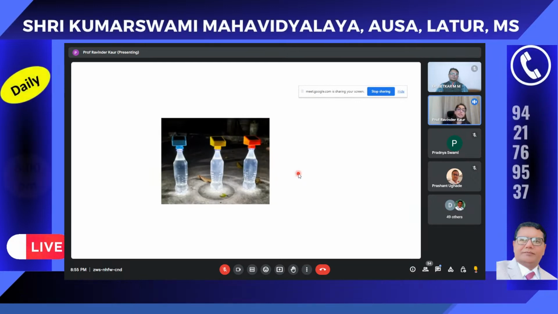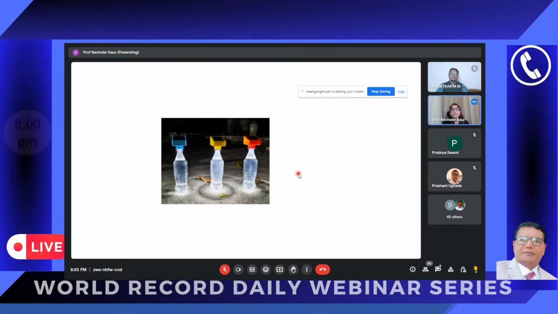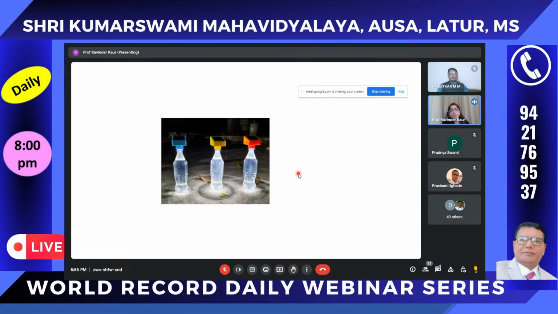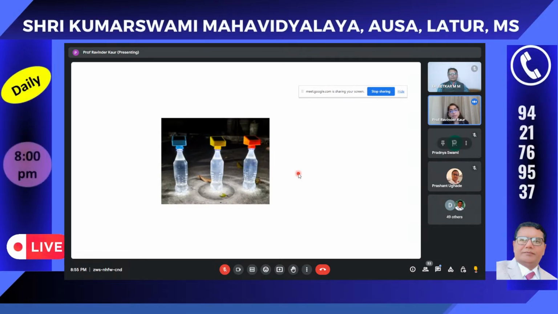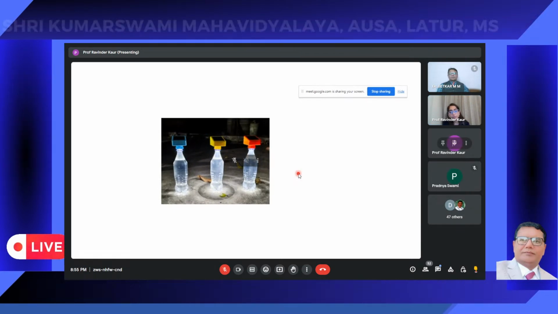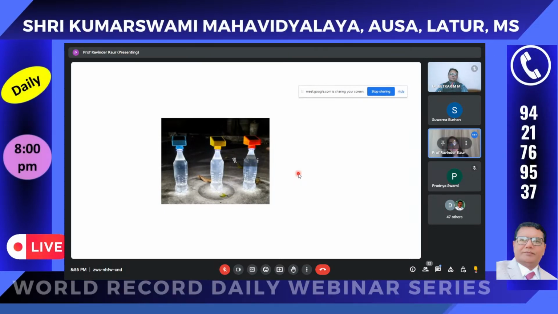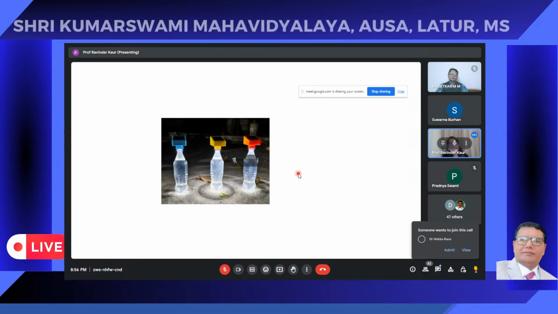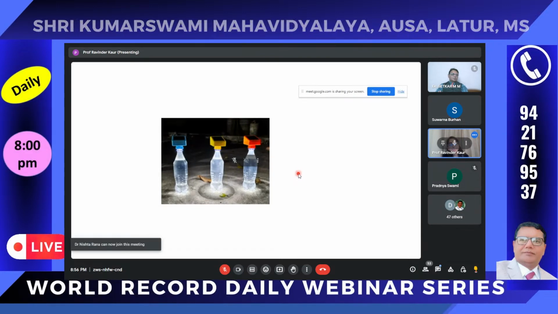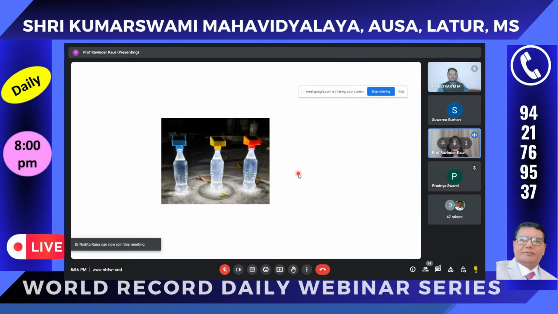Can you see what this is? Can you think of what they actually are? Water. Water. What are they doing? Anyone? Any guess?